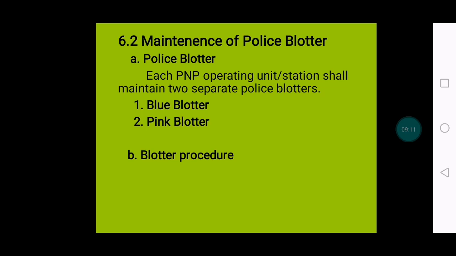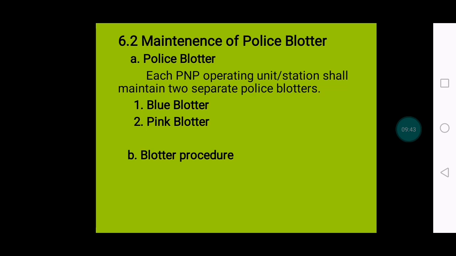Next is 6.2, maintenance of police blotter. The police blotter is an official logbook, a written record of arrests and other occurrences maintained by the police, which contains the daily register of all crime incident reports.